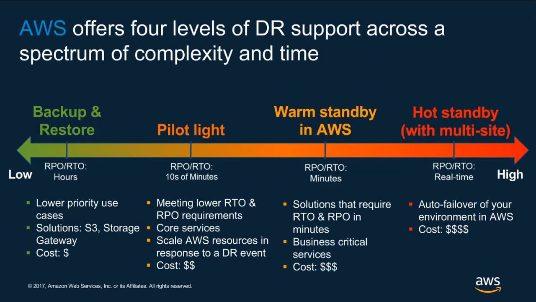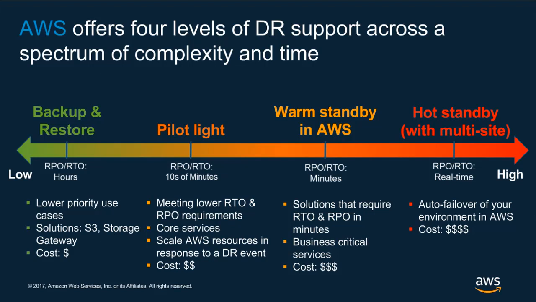Applications can be placed on a spectrum of complexity. Business continuity ensures that the critical business functions continue to operate or recover quickly despite serious disasters. Disaster recovery, or DR, is how you get there. DR enables the recovery or continuation of tech infrastructure and systems following a disaster.